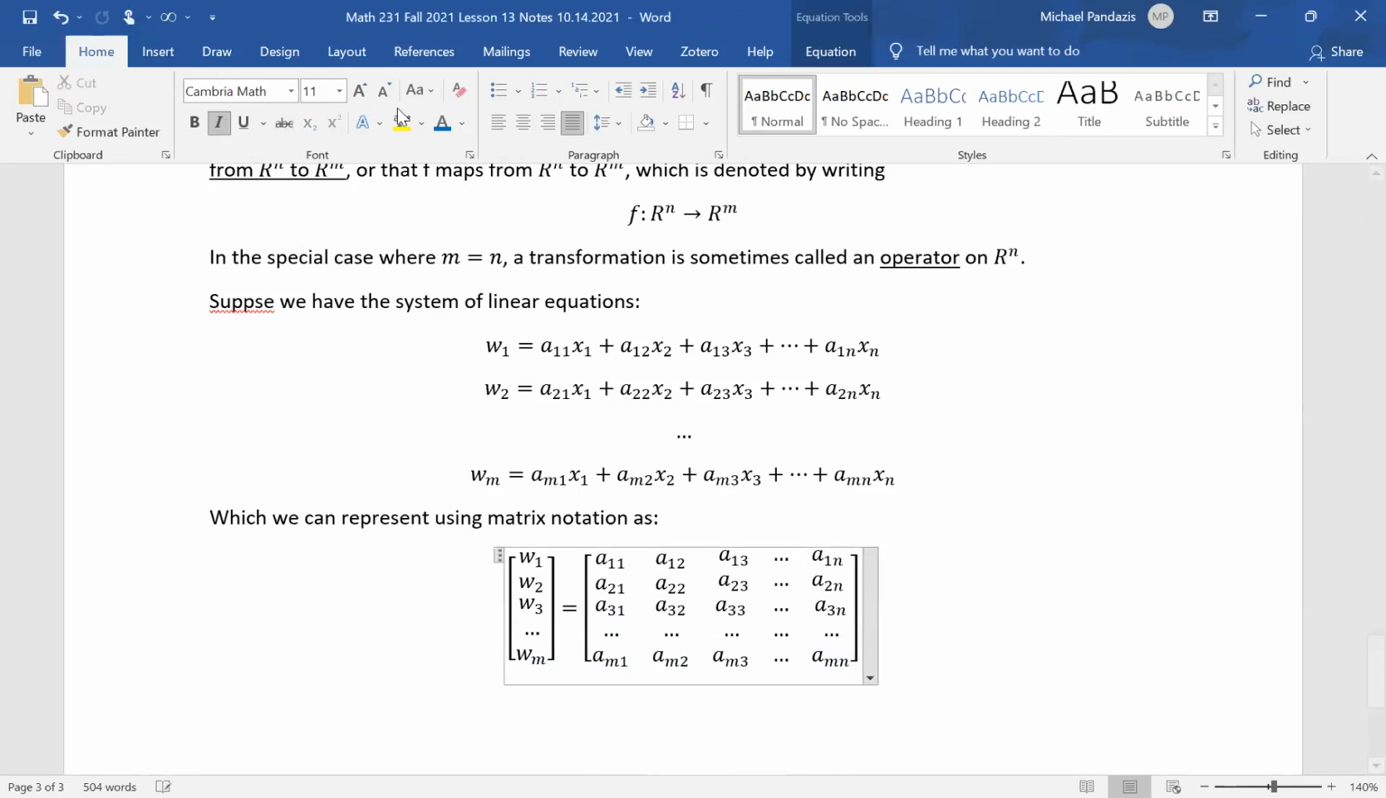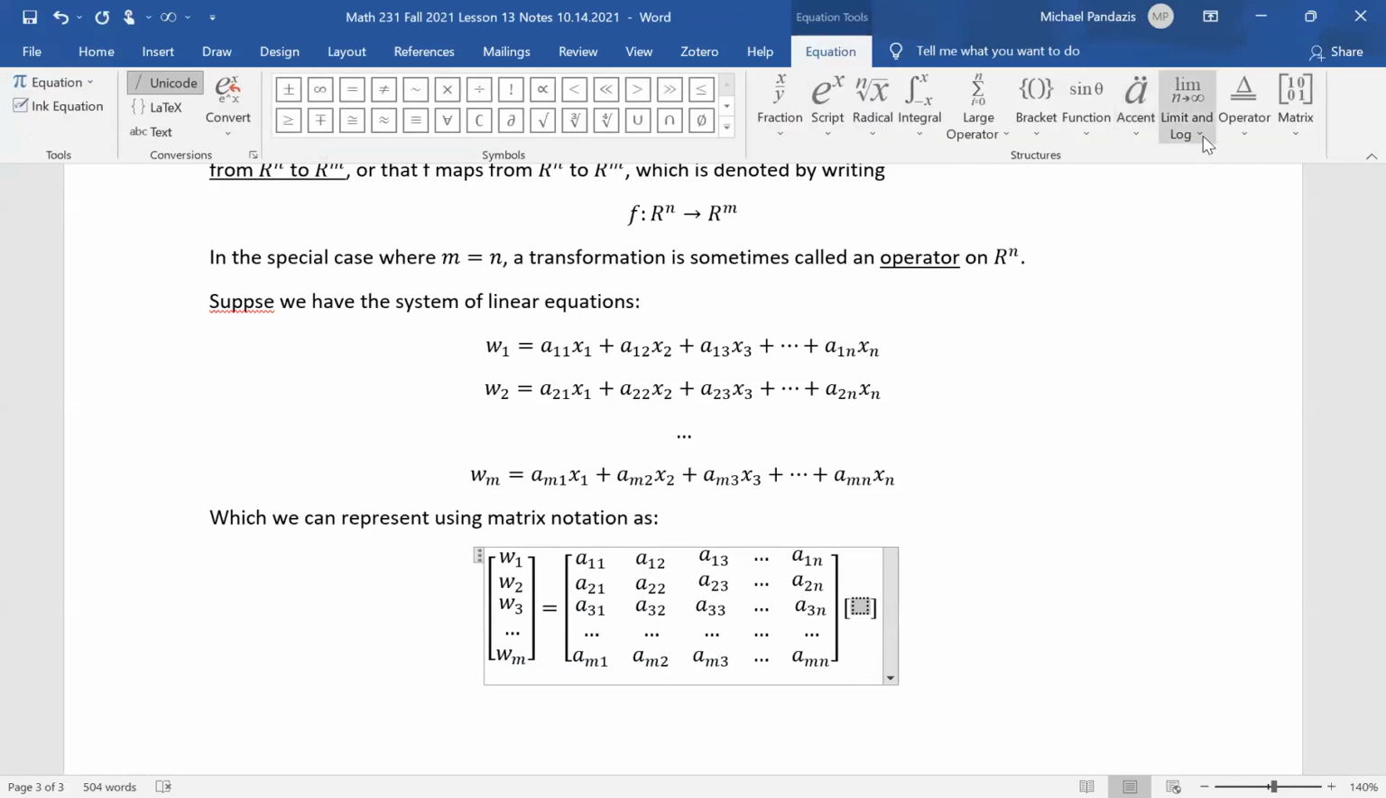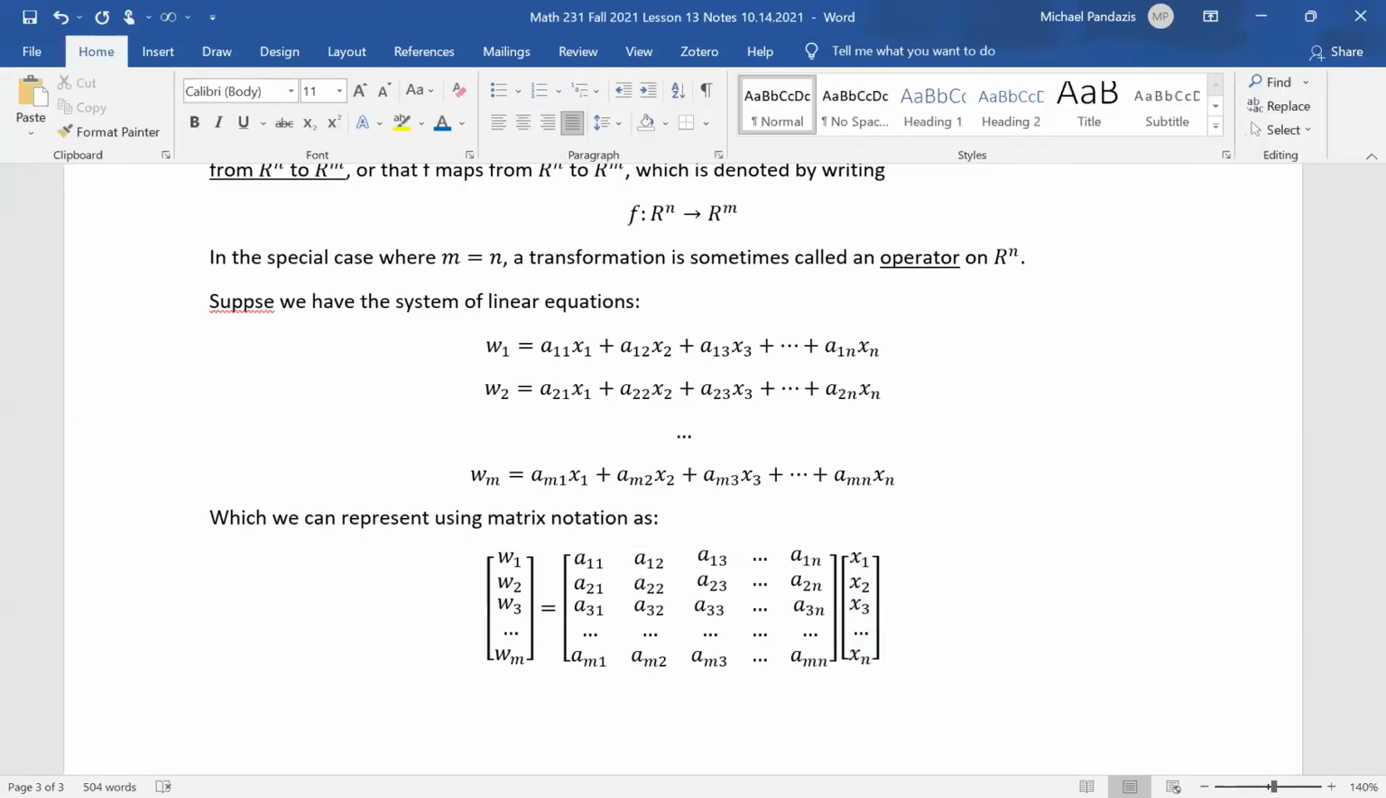And then you multiply that by the unknown matrix. So this is the matrix of unknowns, going from x1 to xn. Okay, and so you can represent this linear system of equations using this one matrix equation. Any questions about anything so far?